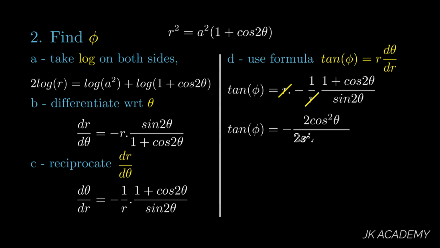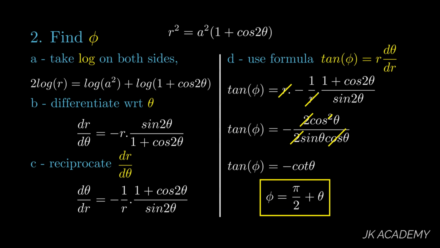So we can take r and r out. We can write tan φ = (1 + cos 2θ) can be written as 2cos²θ, and sin 2θ can be written as 2 sin θ cos θ. So we can take 2 and 2 out and also cos and cos out. So we are left with tan φ = −cos θ/sin θ, which is nothing but cot. So we can write tan φ = −cot θ. This is case number 4 that we have discussed in our trigonometric video, so we can write φ = π/2 + θ.